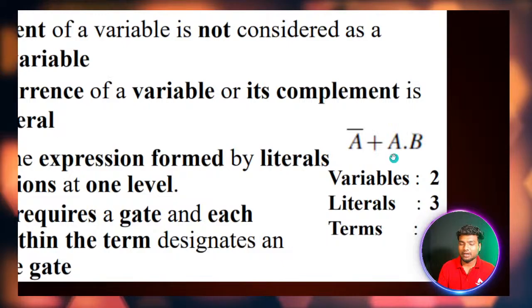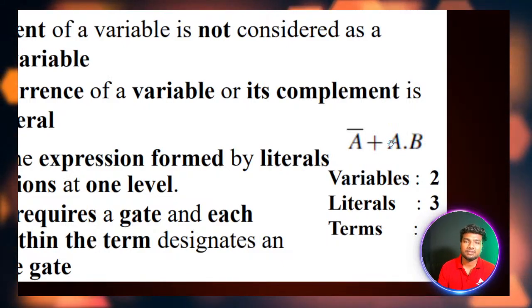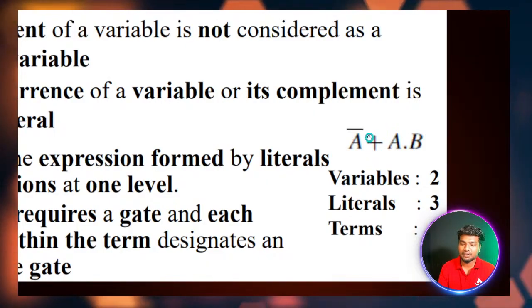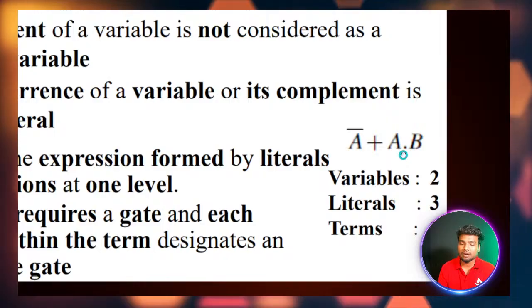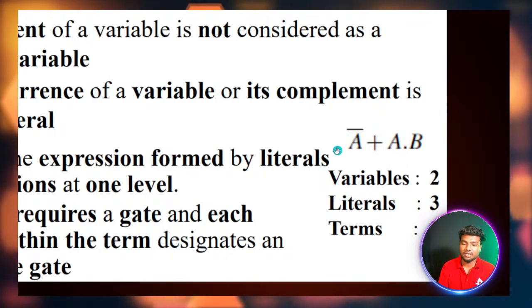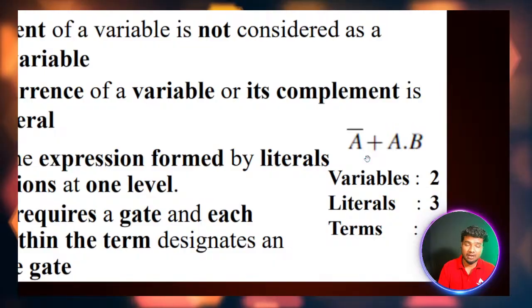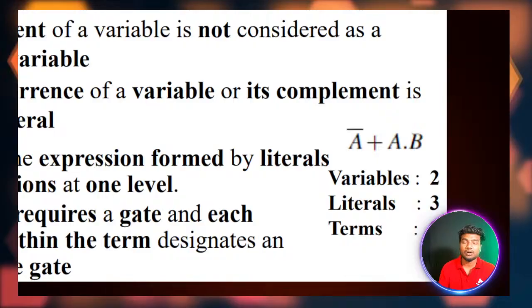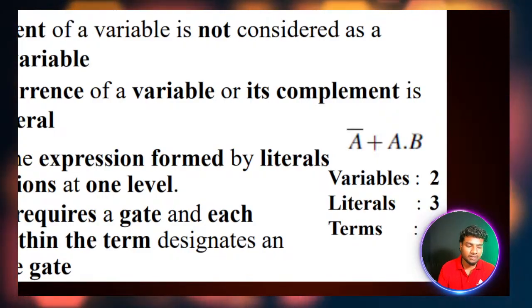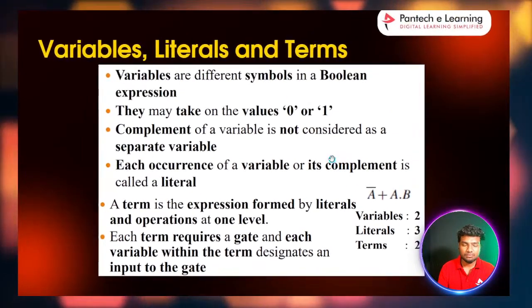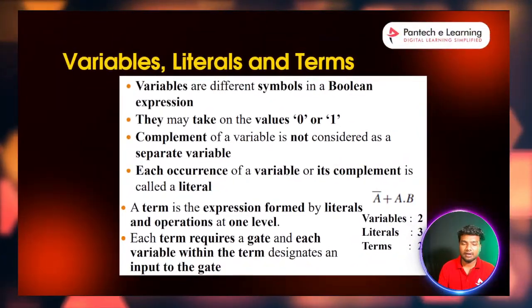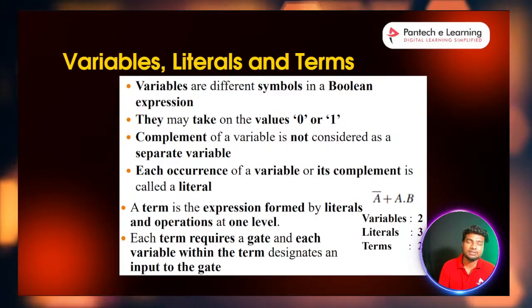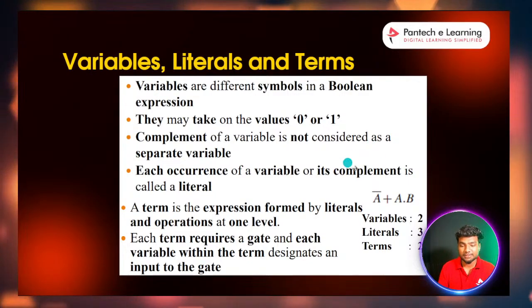And then there are two terms. A term is nothing but an operation, it may be an AND or OR operation. Here the OR operation is one term, and the AND operation is the second term. So totally this Boolean expression has three literals, two variables, and two terms. Is it clear for you guys? These are the basic needs of Boolean algebra: we must know what literals, variables and terms are in a Boolean expression.